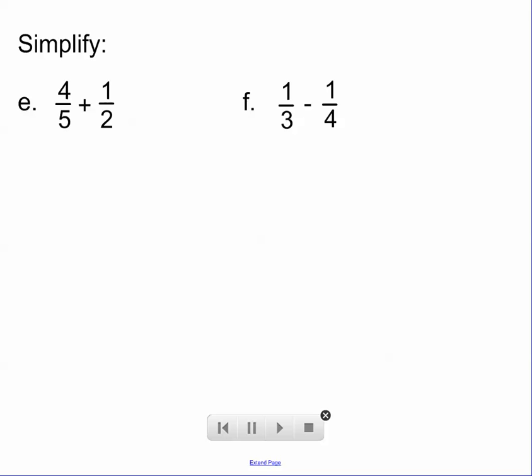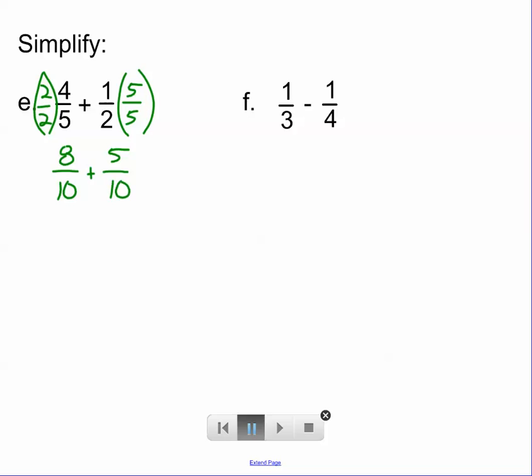All right, these are a little bit tougher because we're going to have to change both of these fractions. Okay, 5 is not a multiple of 2. There's no number that we can multiply 2 by to make it 5. However, we can just come up with another number that both are multiples of. So 10 would work because if we count by 5s, we'll go 5 and then 10. If we count by 2s, 2, 4, 6, 8, 10. So let's turn this into 10 by multiplying it by 2 over 2. Turn this one into a fraction with a denominator of 10 by multiplying it by 5 over 5.